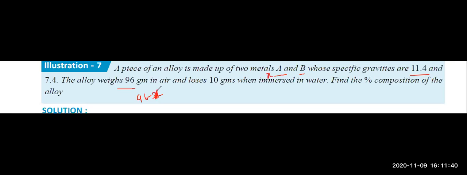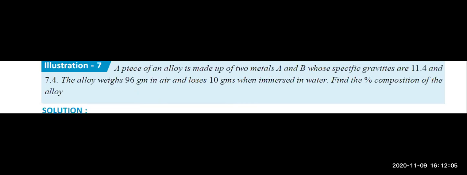Or X, sorry, X. Yes or no? Tell me yes or no. Now specific gravity is given. Mass we know. Can you find volume? Can you find the volume of A and the volume of B? Think about it. Yes or no? Tell me. Step by step. Right?